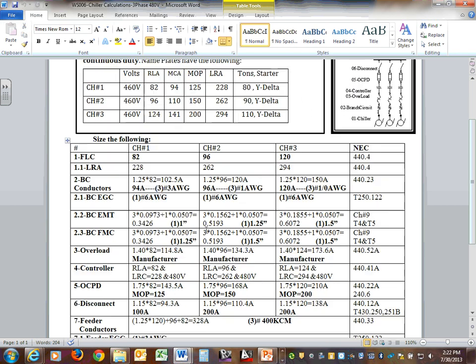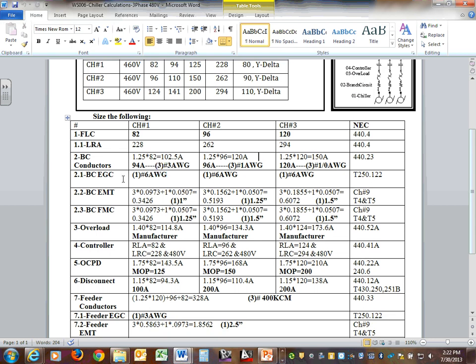So that's your minimum circuit ampacity for this chiller. Equipment grounding conductor, this is the branch circuit equipment ground conductor, EMT, FMC. I did my best not to make mistakes in sizing the conduit, so if you guys find any size conduit wrong here, let me know. Overload, here's what I did for the overload.